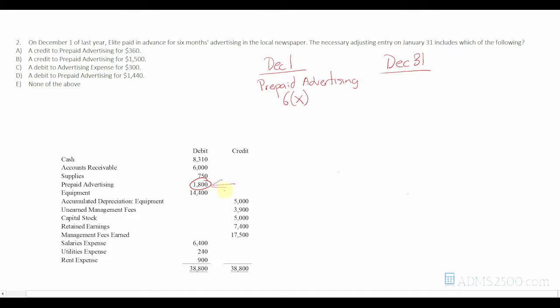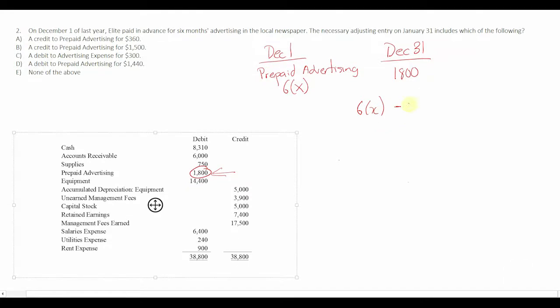So they adjust at the end of every month. It's important to notice that because they told us that. So after adjustments, after reducing prepaid advertising by 1 month, they ended up with a balance of $1,800. So what they must have done is, well, they paid 6x, which is the total amount of money they paid, so 6 months at X, which is the monthly price. Then they subtracted out 1 month's worth, because that's how much they used up by the end of December, and they were left with $1,800.